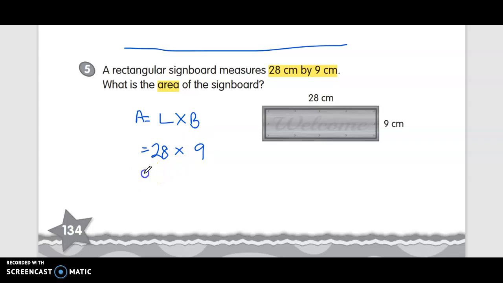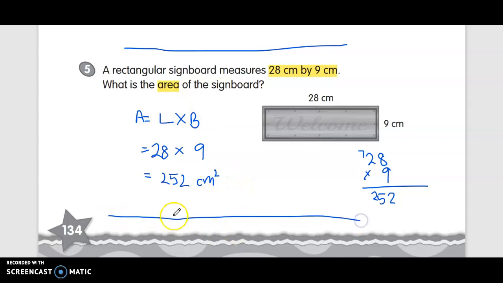Now this one, we cannot use our fingers to count the times table because it's a 2-digit by 1-digit. Okay, so we're going to do our algorithm at the side. So 8 times 9 is 72. So we write 2 here and then we regroup 7 on top. 9 times 2 is 18. 18 plus, remember this is plus, plus 7 is 252. Therefore, the area for this rectangular signboard is 252 cm. Again, area, square. Every one of you must make sure you have the square here because we're talking about area.